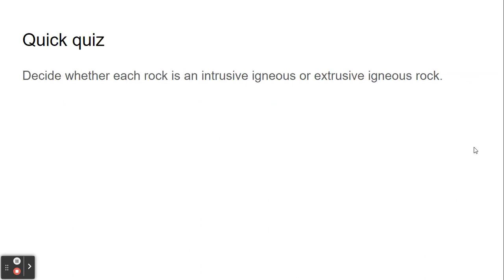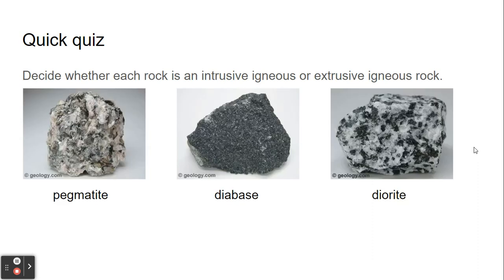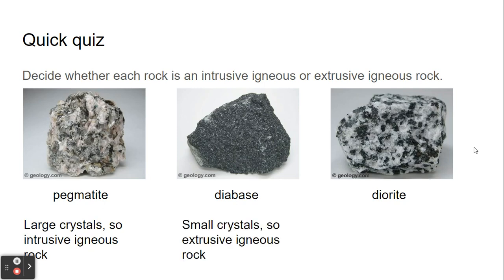Let's have a quick quiz. Decide whether each rock is an intrusive igneous rock or extrusive igneous rock. You need to look at the size of the crystals to help you to decide. So pegmatite has large crystals, so is an intrusive igneous rock. Diabase has small crystals, so is an extrusive igneous rock. And diorite has large crystals, so is an intrusive igneous rock.